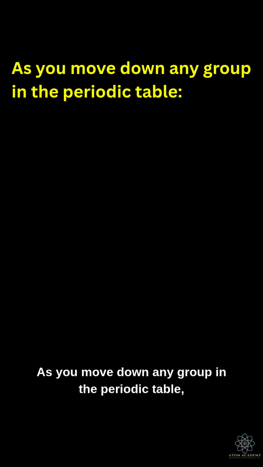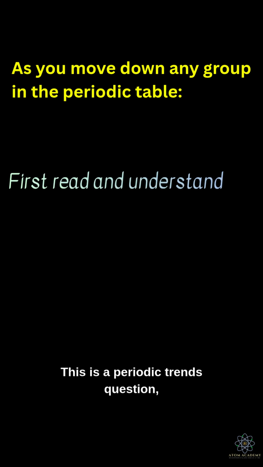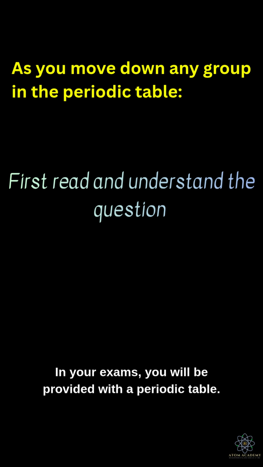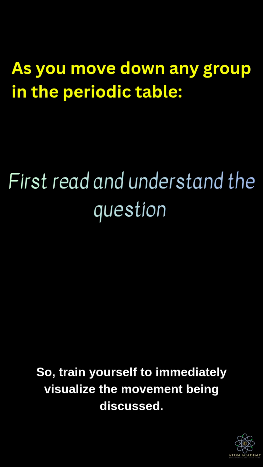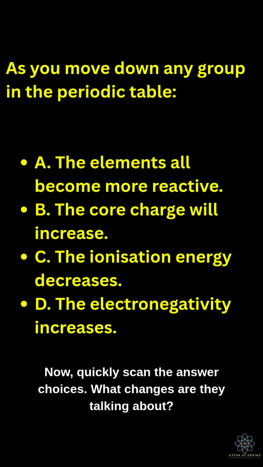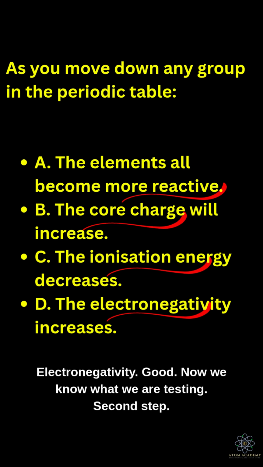As you move down any group in the periodic table, before even looking at the answers, understand the scenario. This is a periodic trends question, specifically asking about what happens down a group in the periodic table. In your exams, you will be provided with a periodic table, so train yourself to immediately visualize the movement being discussed. Now quickly scan the answer choices. What changes are they talking about? Reactivity, core charge, ionization energy, electronegativity. Good. Now we know what we are testing.